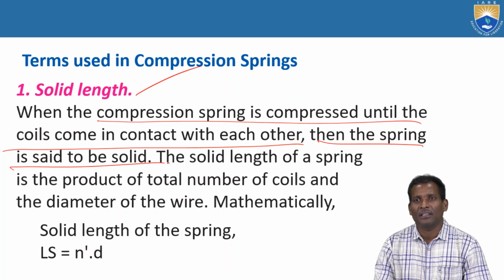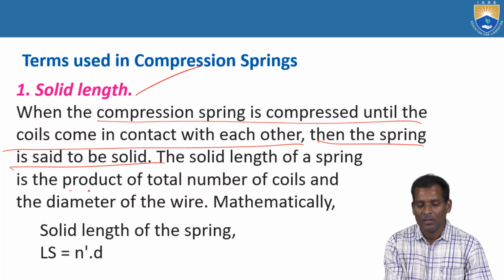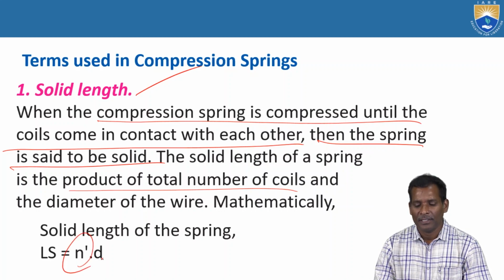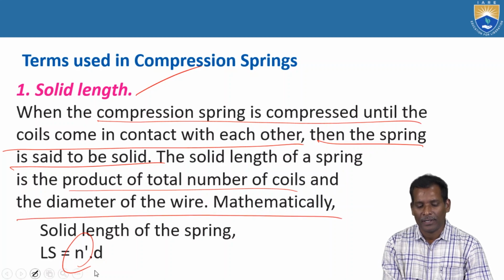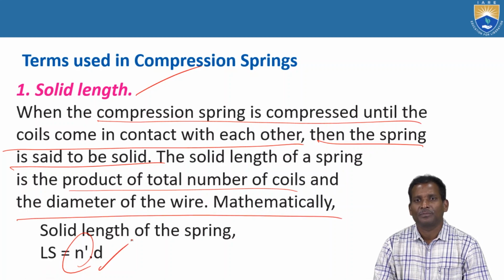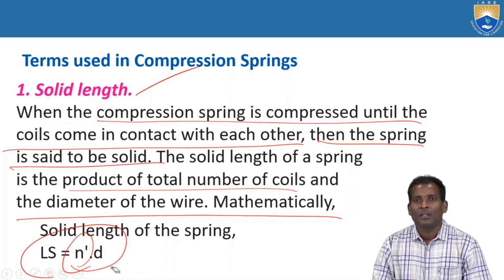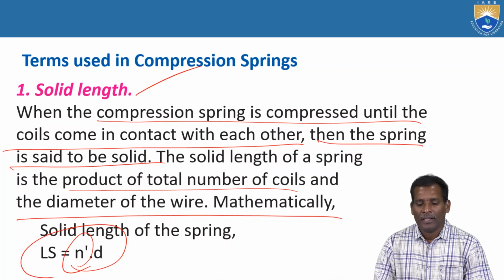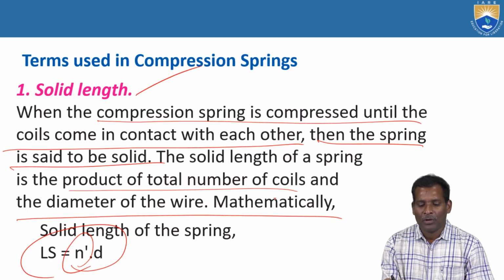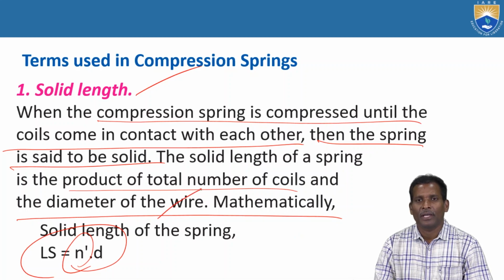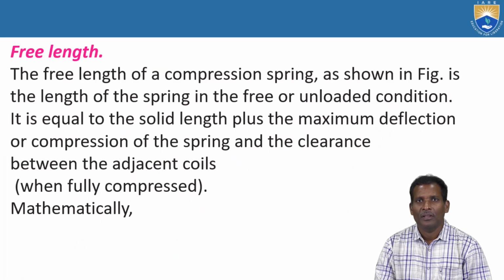So how do you calculate it? The solid length of the spring is the product of the total number of coils, denoted by N dash, and the diameter of the wire, small d. So the solid length of the spring is N dash into d, where N dash is the number of coils and small d is the diameter of the wire. So like this, we calculate the solid length. Next, free length.